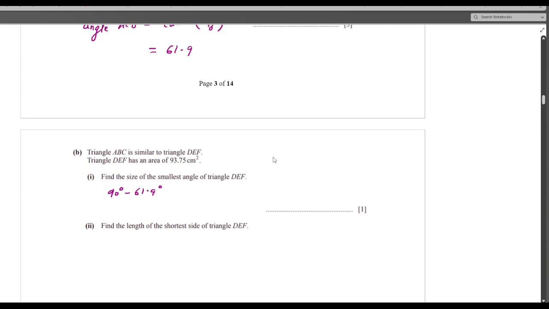Total sum of three angles is 180. So it is 90 minus 61.9, which is 28.07, that is 28.1 degrees. So 28.1 degrees is your answer.